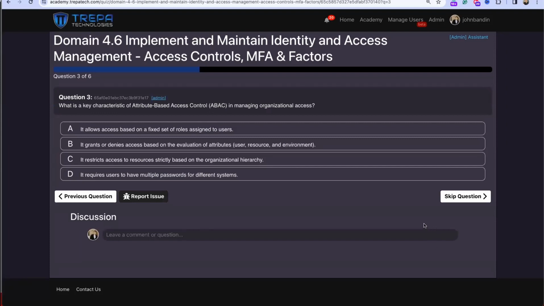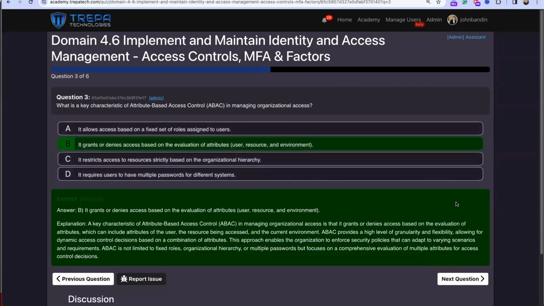Question 3. What is the key characteristic of attribute-based access control, or ABAC, in managing organizational access? It's going to grant or deny access based on the evaluation of attributes. This is another big principle in Zero Trust as well, where you're granted access to specific resources based on attributes we can assign to a user account. This can be done in Active Directory as well.